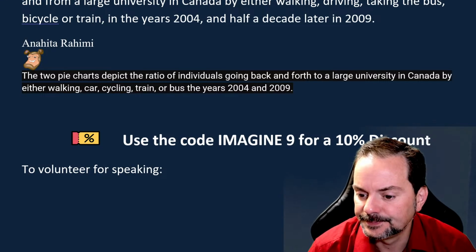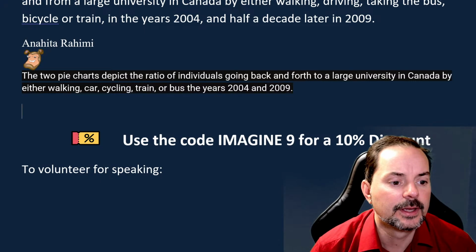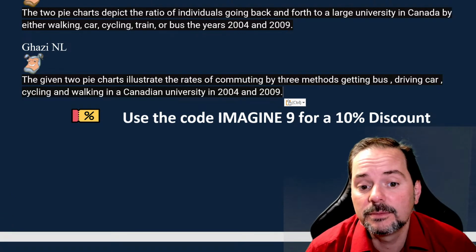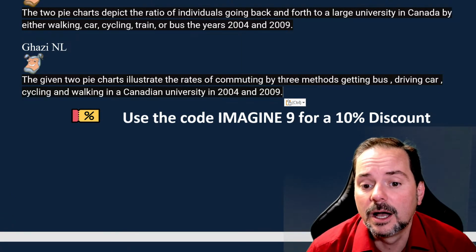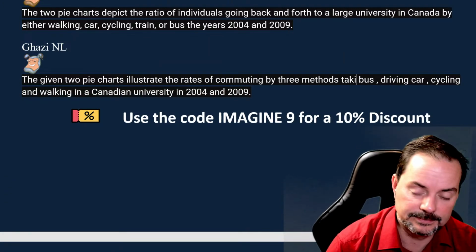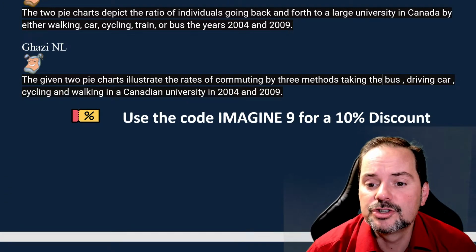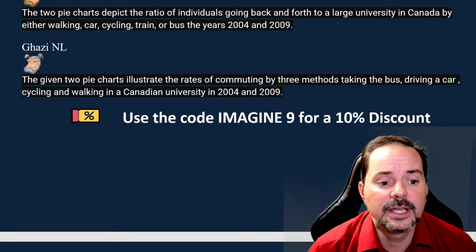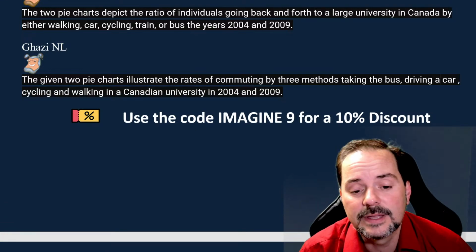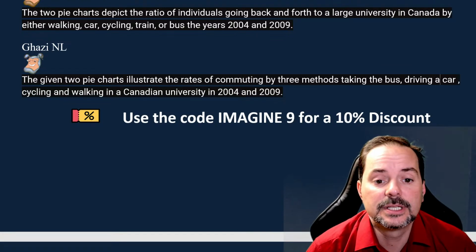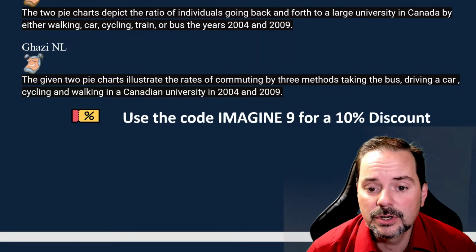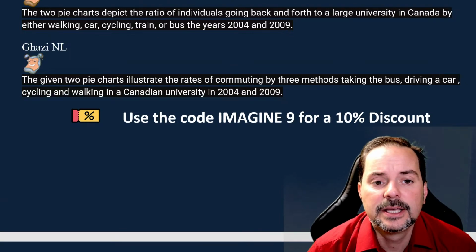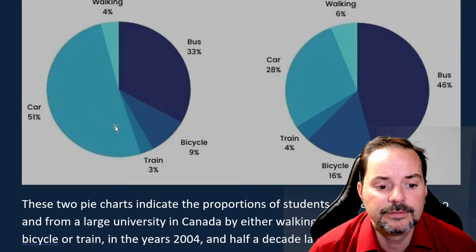Ghazi says, the given two pie charts illustrate the rates of commuting by three methods. Taking the bus, driving a car, cycling and walking in a Canadian university in 2004 and 2009. Okay, Ghazi, that's good. All right. It's not three methods. Okay, so careful about that. It's five, right? 1, 2, 3, 4, 5.